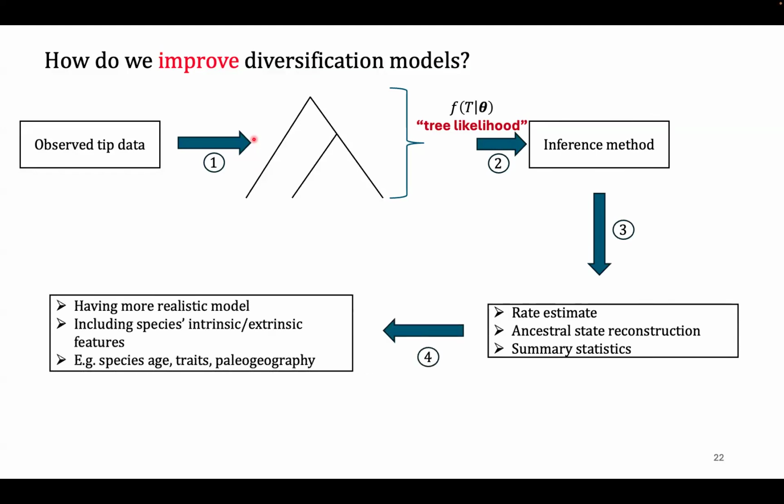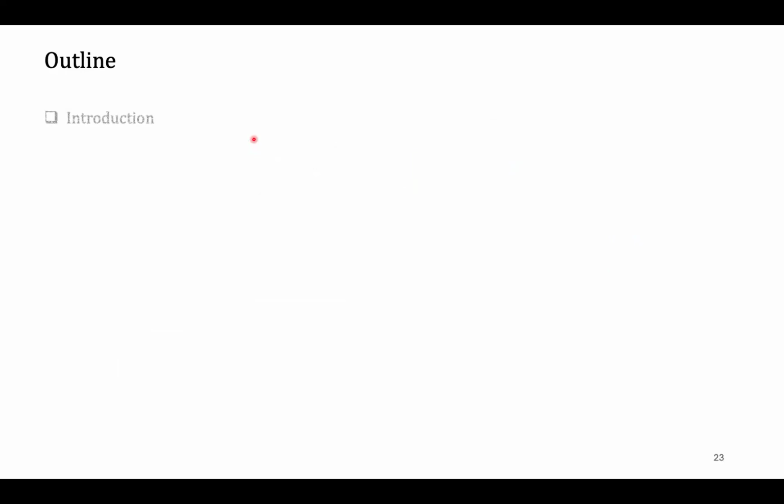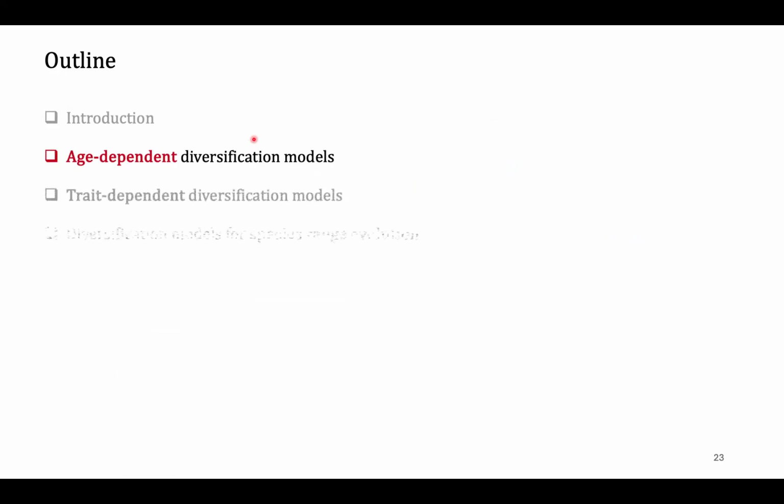Now, what we want is to improve these rate estimates, maybe by having a more realistic model. By a more realistic model, I mean that maybe we can include more features from your species. Say you want to incorporate species age into your rates, or maybe your species traits into your rates, etc. That's where I go next, by going through these different classes of models. So start with the age-dependent diversification model.